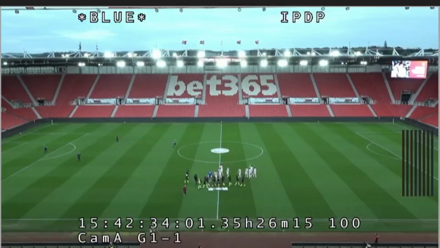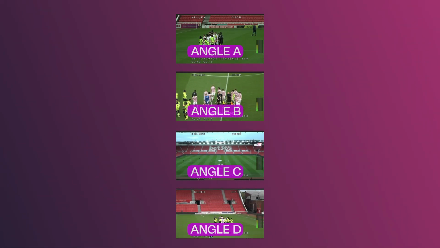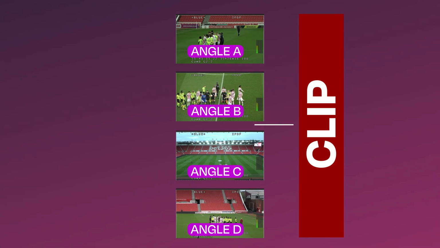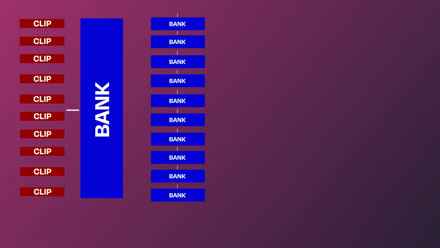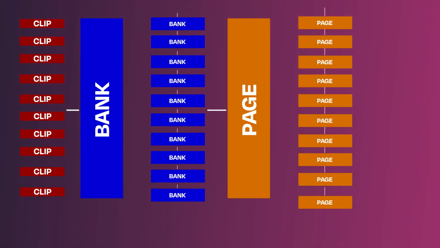Every time you record something, you're recording all 4 video inputs at the same time. These are called angles. These 4 angles are saved onto a clip. You can record up to 10 clips into what is called a bank. A bank will hold up to 10 clips and each bank is stored onto a page, which can hold 10 banks. There are 10 pages in total.